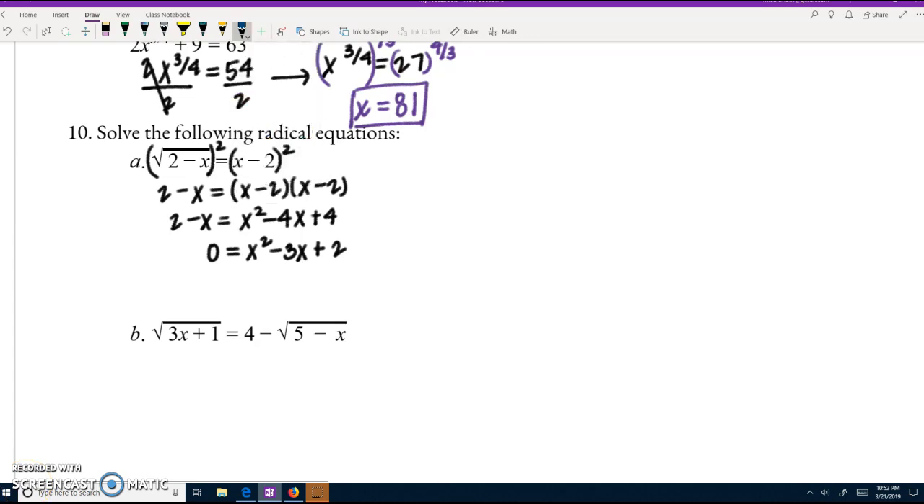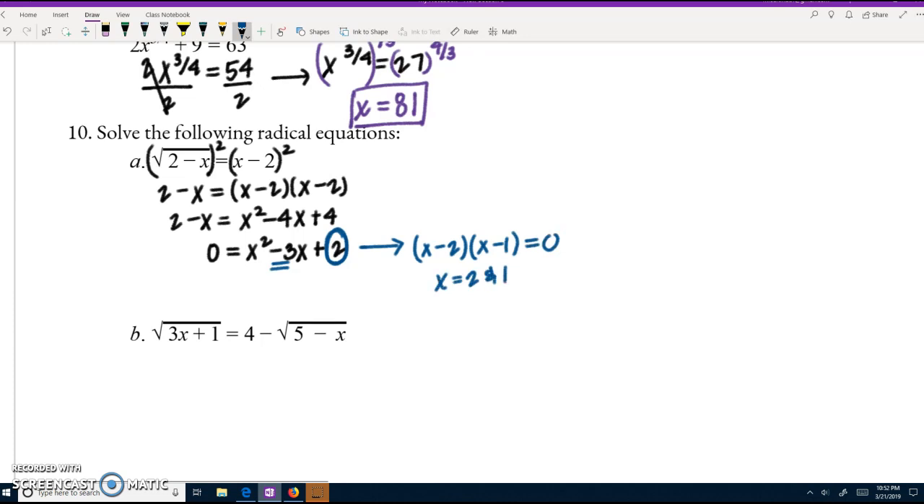Once I have a quadratic that is all set up on one side, I want to see if it can factor. So I want to ask myself, what multiplies to positive 2 that could also add to make negative 3? That can come from taking x minus 2 and x minus 1 and multiplying them together, which is going to give me the solutions of 2 and positive 1.